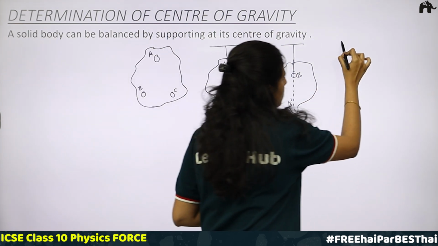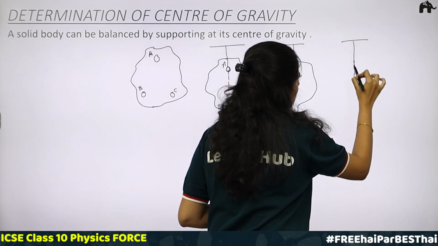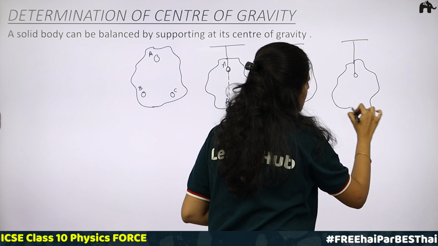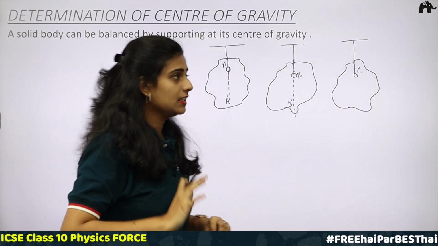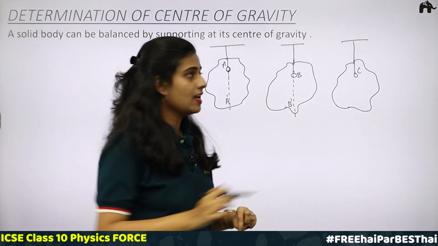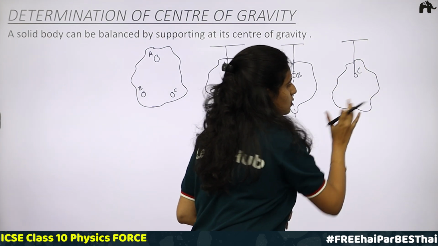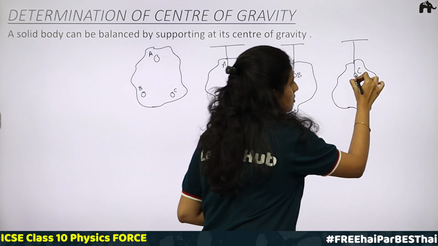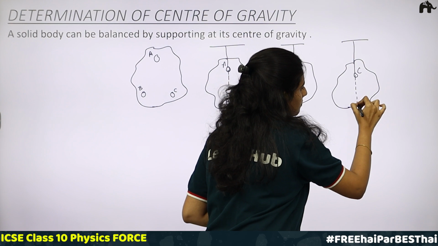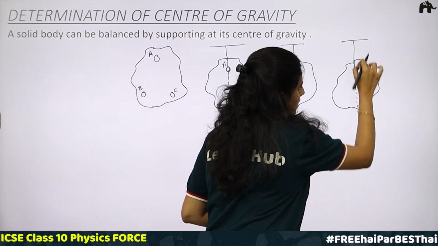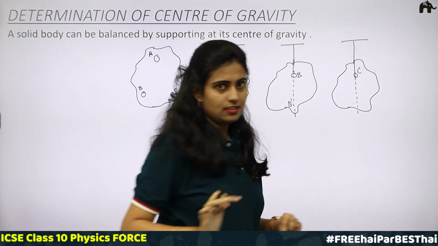Next, take the third hole, that is C. Hang it. After oscillation, it will come to rest. Now, draw a straight line from the string. This is your line of action.